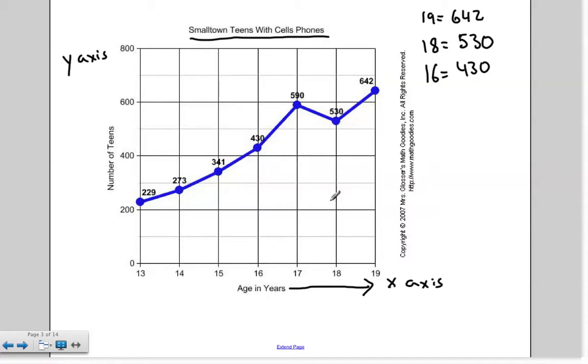So I hope this video helps you guys learn how to read graphs. This is important that you need to know. We're going to talk about how to construct them soon. We're going to make our own graphs, and we're going to go from there.